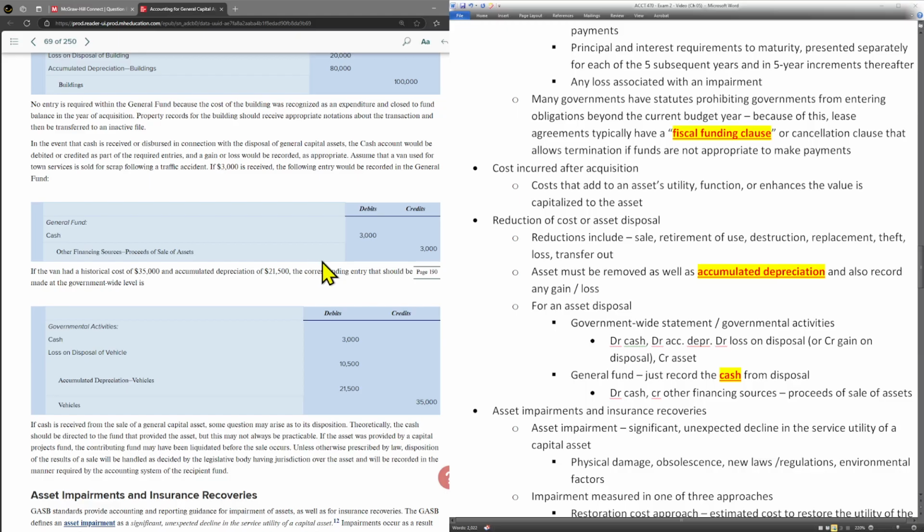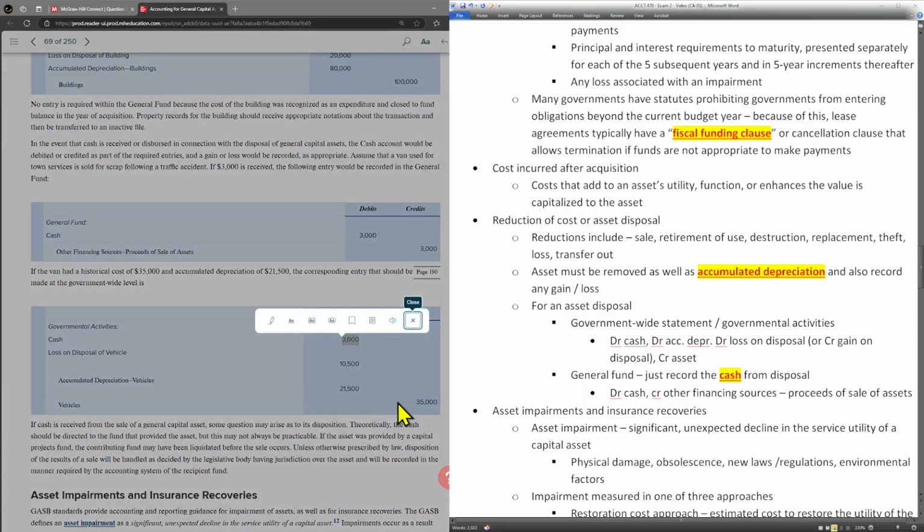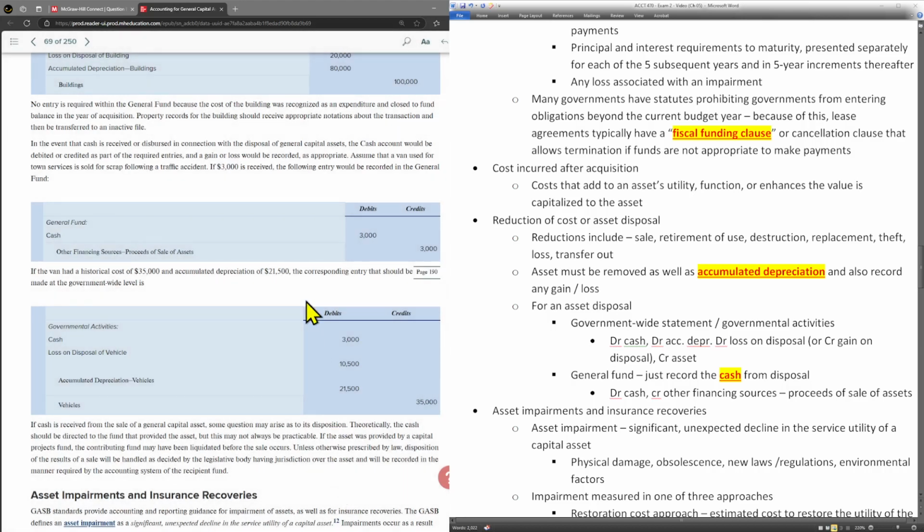But look at the general fund. It's the same activity, but it's only focusing on this $3,000, right? It's only looking at the current resources. So here, the general fund would only recognize the cash and call it other financing resources, proceeds of sale of assets. So remember that that's how these two differ. The governmental activity looks exactly like accrual accounting. The general fund, modified accrual, only focuses on the current resources.